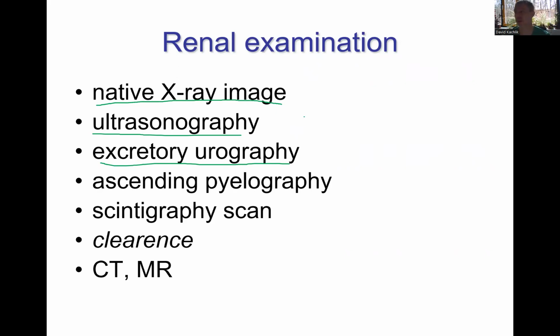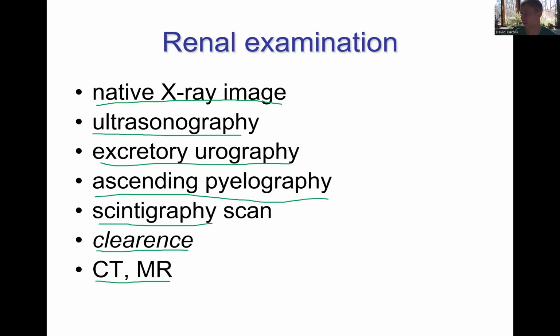If we would like to see the hollow system of the kidney, we use an ascending pyelography. So we administer the contrast fluid via the urethra into the urinary bladder, ureter, and renal pelvis. The function can be also shown by scintigraphy scan, but this really shows not the morphology, but only the function. Of course, CT and MRI help us, and a physiological method of examination is called clearance.